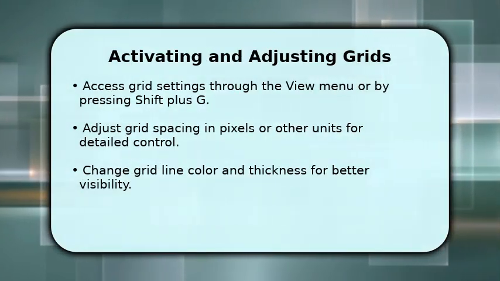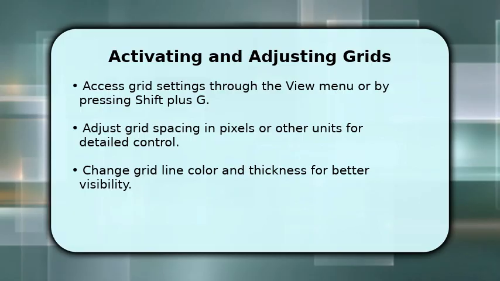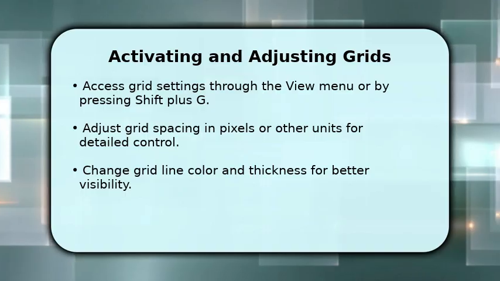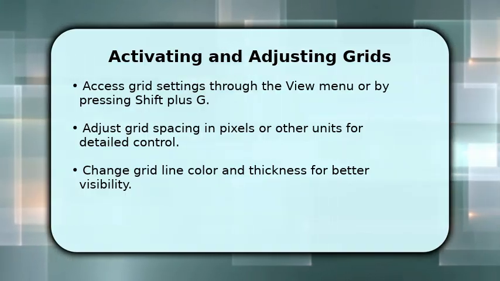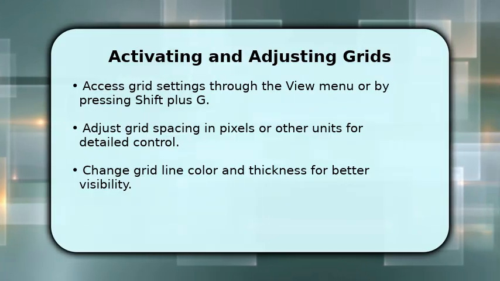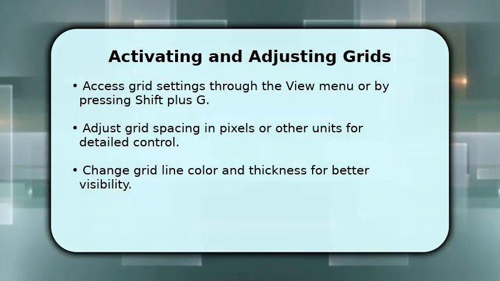To begin, let's activate the grid. Navigate to the View menu and select Show Grid, or simply press the Shift+G shortcut. Once visible, you can customize its appearance. Go to Configure Krita, then Grids and Guides. Here, you can set the grid spacing, perhaps to 25 pixels, and even change the line color and thickness to ensure it's perfectly visible against your canvas.